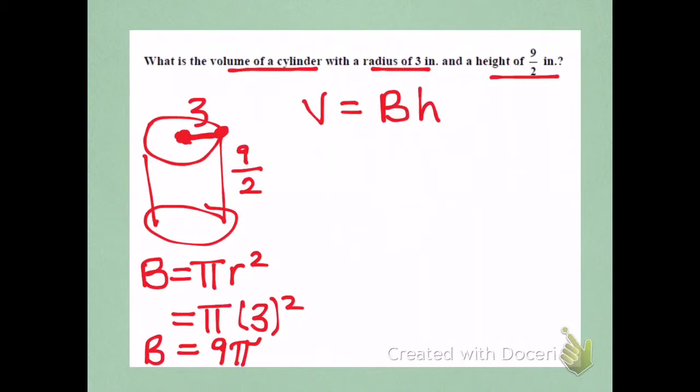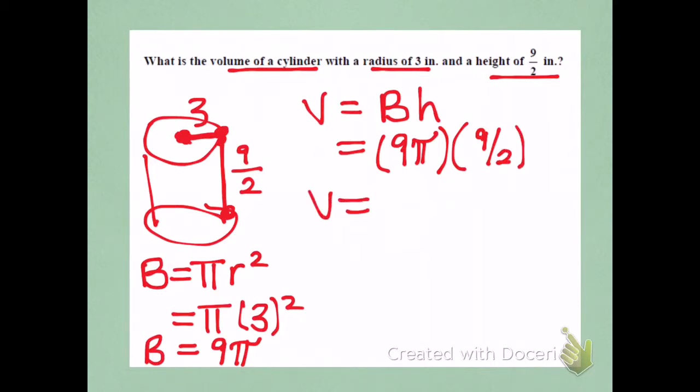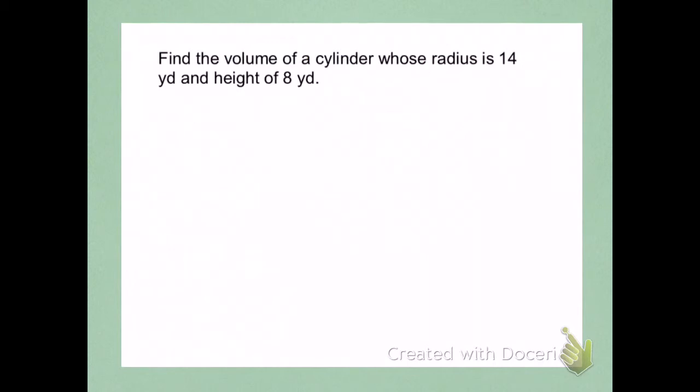So to substitute in for my volume, I know my area of my base is 9 pi. Don't forget to put the pi. And the height, I found in my picture here, is 9/2. So if I put that in the calculator to find the volume, I find the volume is 81 over 2 pi. Now you work this one.